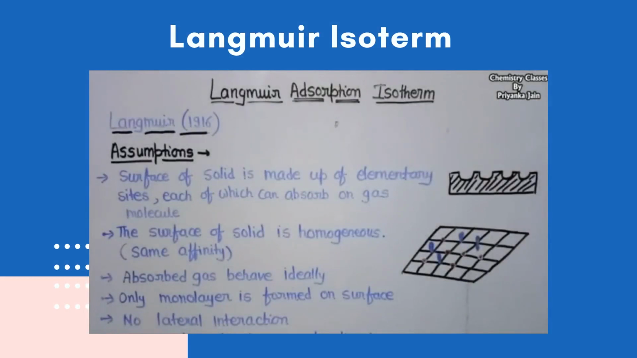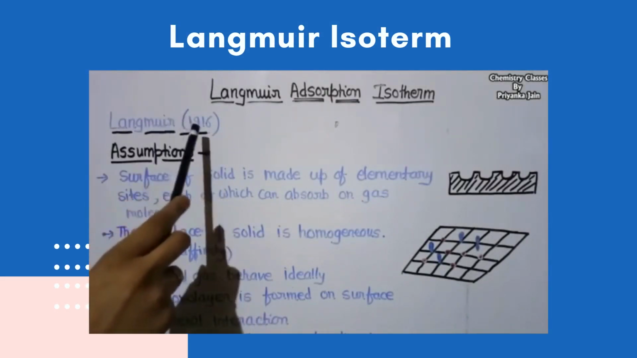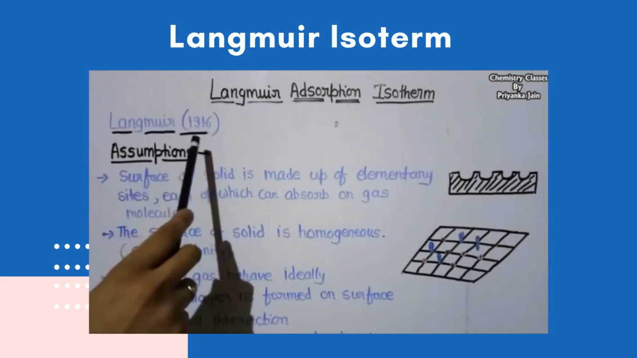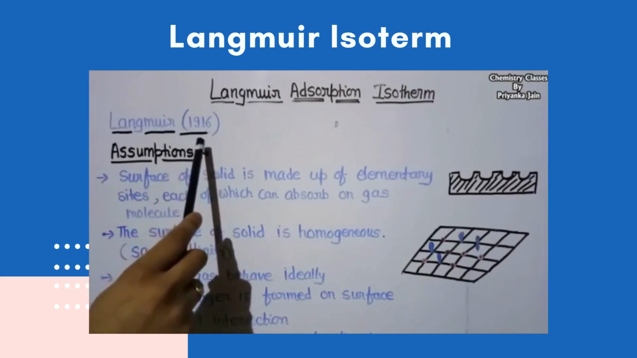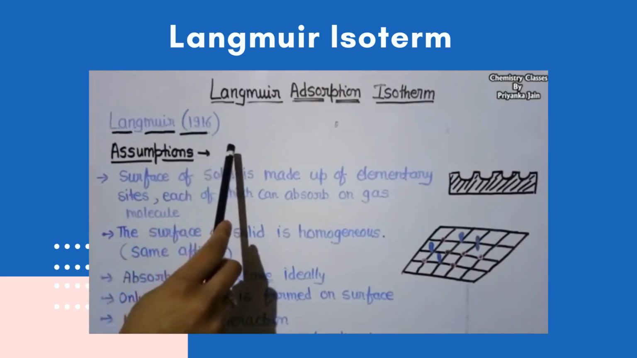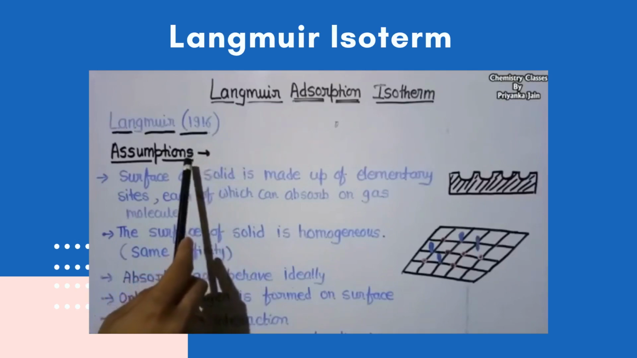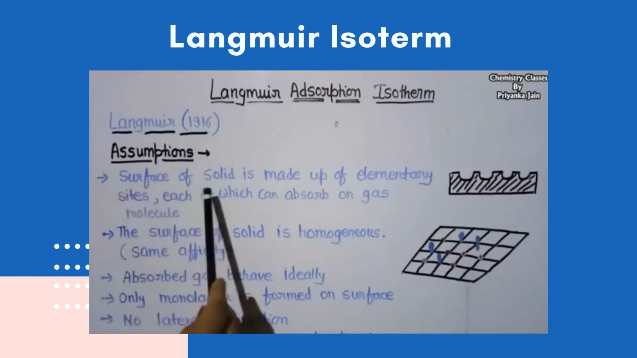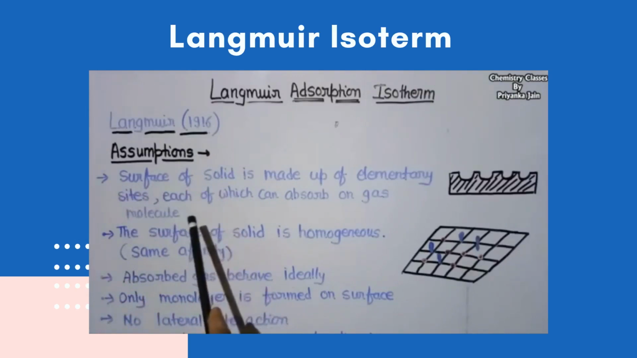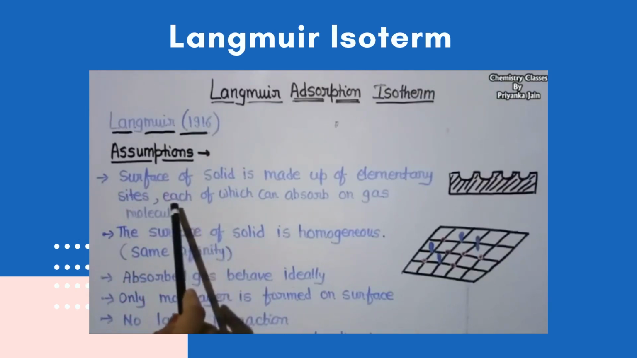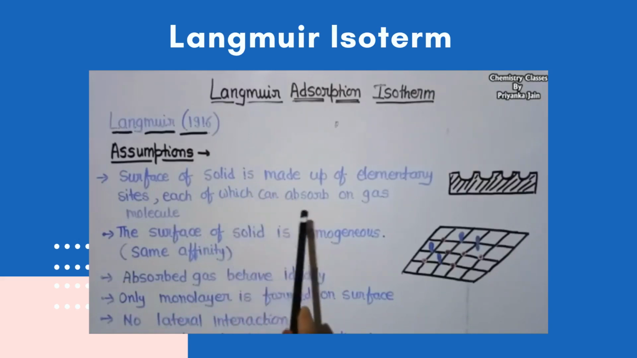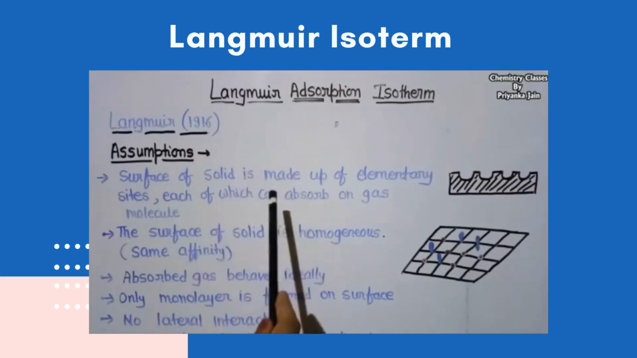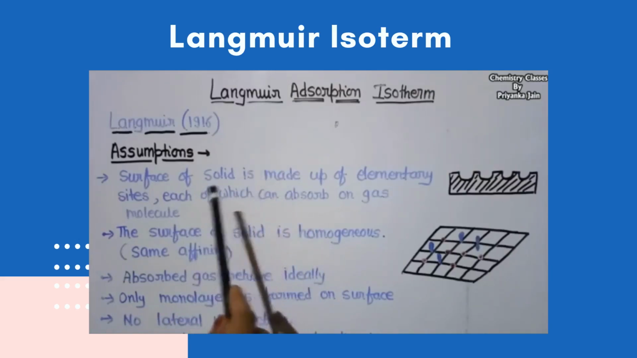This topic is the Langmuir adsorption isotherm. This theory was first proposed by Langmuir in 1916 to describe the adsorption of gases on the surface of solids. The basic assumptions made in this theory are that the surface of the solid is made up of elementary sites, and these sites can adsorb the gas molecules. It means these are the sites on which the gas molecules are being adsorbed.